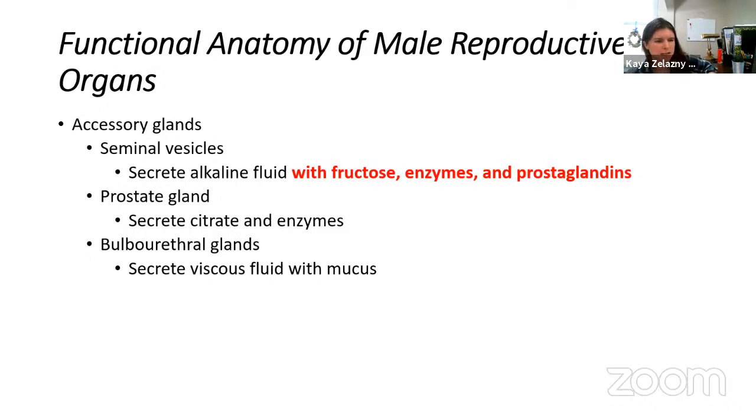The prostate gland secretes something called citrate and some more enzymes. The exact function of the citrate and the enzymes is not very well understood, but they are contributing about 20%, a bit more, to the contents of the semen. And then we pass by the bulbourethral glands, which are quite small. What they're secreting is a viscous fluid that contains a lot of mucus, and this is mainly for lubrication.